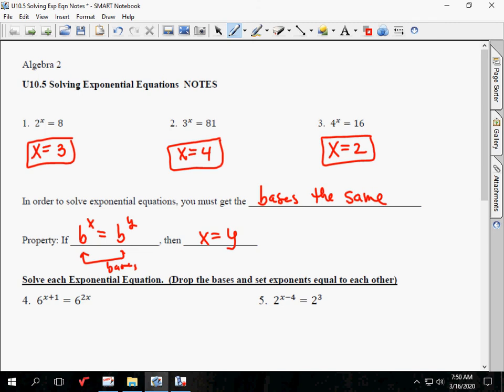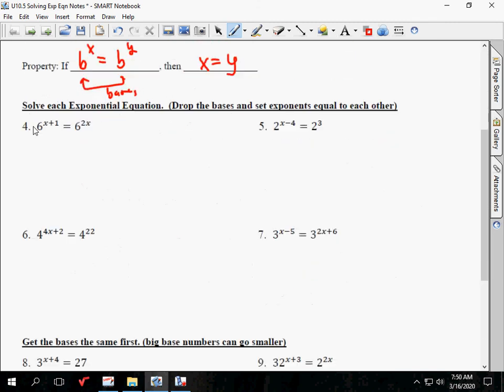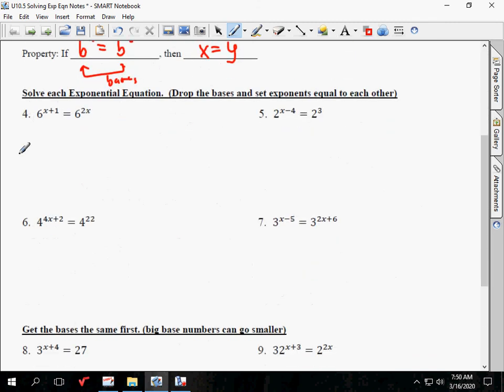All right, so let's go ahead and do number 4. So it says solve each exponential equation. And so we're going to drop the bases, set the exponents equal. All right, so on number 4, we can see both bases are already the same. They're both 6. Since they're the same, the property says you can cancel them out, set the exponents equal, and then just solve for x.